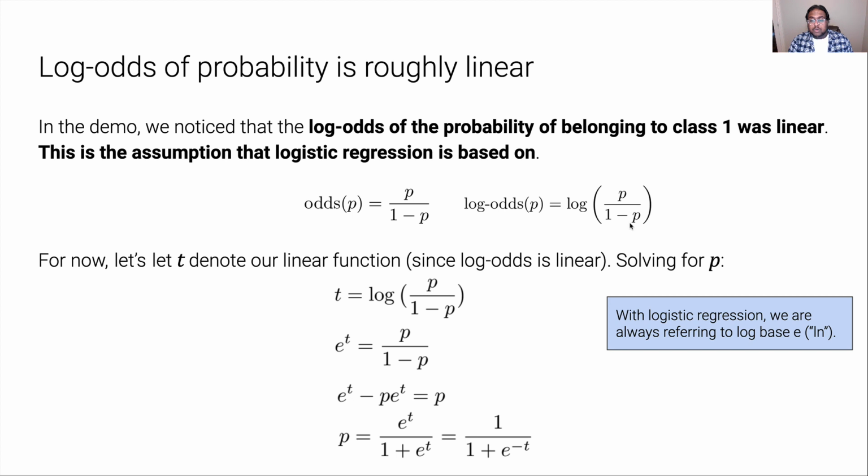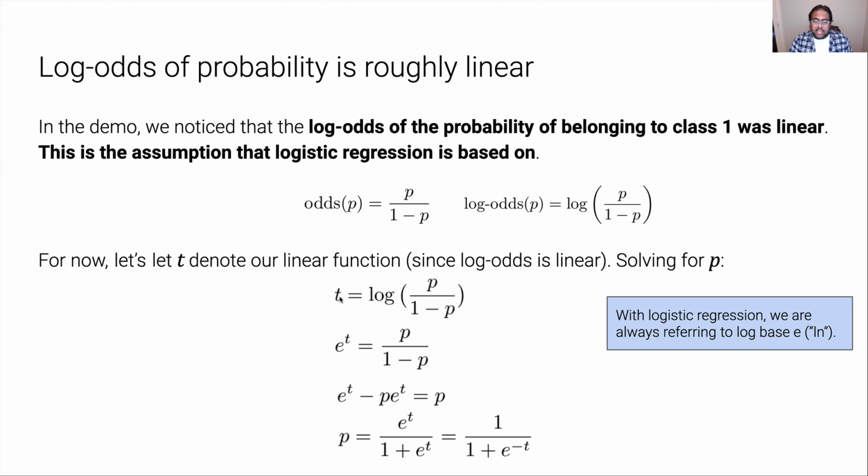What I'm now going to do is work through a series of algebraic steps to solve for p here. I'm going to replace the left-hand side of this equation with t. Now I know we're assuming that the log odds of the probability is linear, so eventually we will replace t with some linear function, but for now that's not really the focus. What we're trying to do is isolate p here.